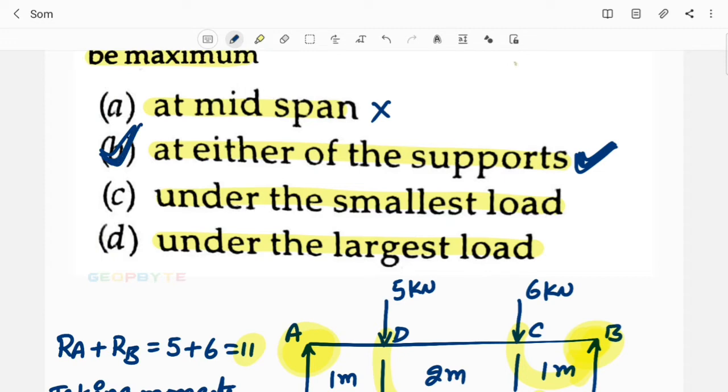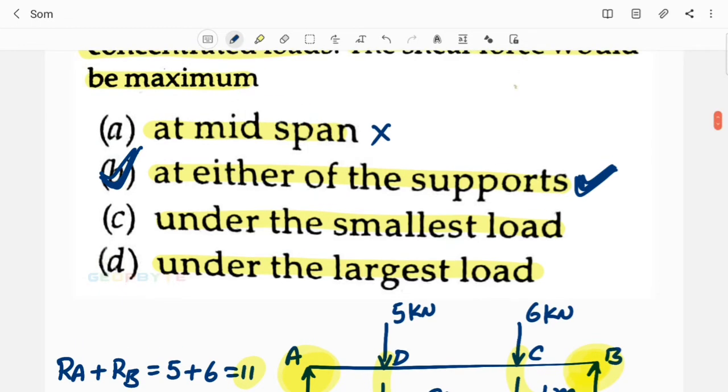I hope you clearly understood. Remember, when the simply supported beam has a number of point loads, the maximum shear force may be occurring either at A or B, or right at both ends also. He is asking the maximum shear force, therefore maximum shear force is acting either at A or B or at both A and B. I hope you clearly understood. Let us go for the next problem.